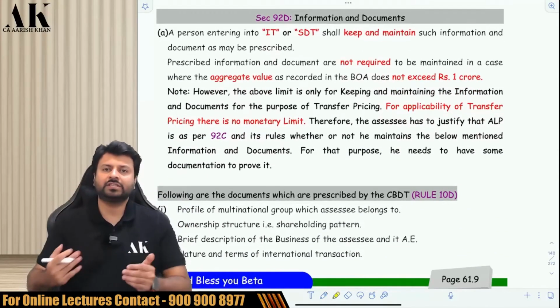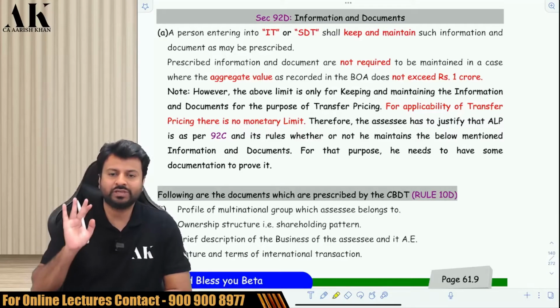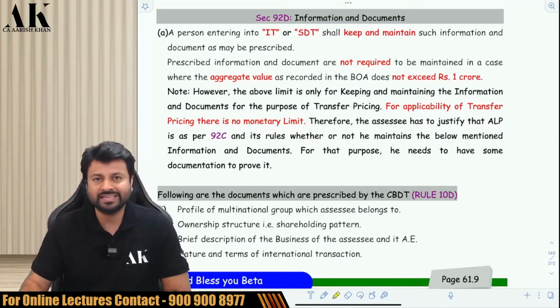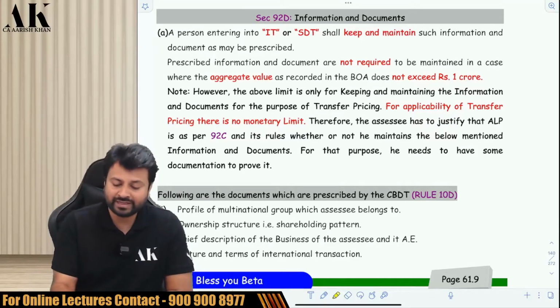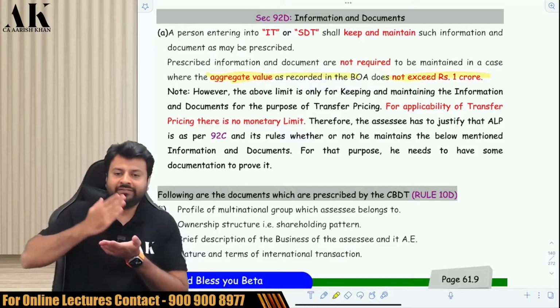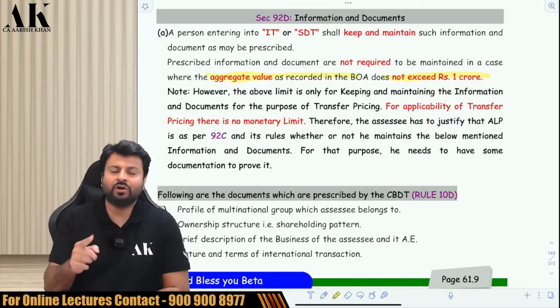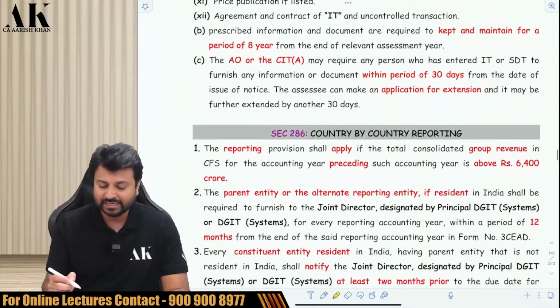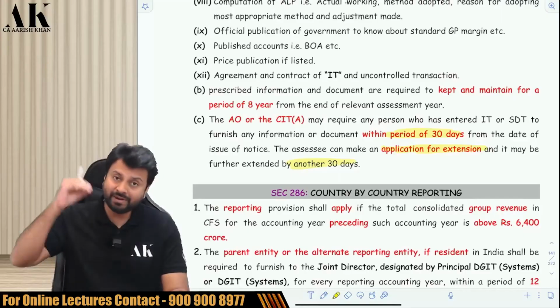92D, information and documents. Every assessee who is entering into an international transaction or specified domestic transaction under transfer pricing has to keep and maintain certain documents. But there is a limit for whom these documents are mandatorily to be maintained, and the limit is only if the aggregate value of transactions recorded in the books of accounts exceeds 1 crore rupees. If it exceeds 1 crore rupees, they have to maintain certain documents and information, and whenever the AO or the CIT appeal calls for the documents, they have to give them within 30 days. You can also ask for an extension, and they will give you another 30 days.